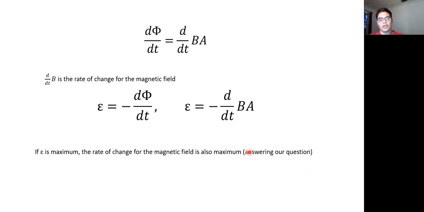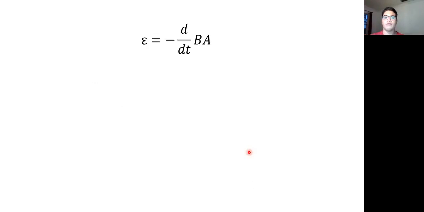And if the induced EMF is maximum, then the rate of change of the magnetic field is also maximum. So this is going to be answering our question, which is asking for the maximum rate of change of the magnetic field. We'll have to solve for the rate of change. If we solve for it here, we'll have the EMF divided by the area is equal to the rate of change. Now we have the EMF is equal to 5 volts.